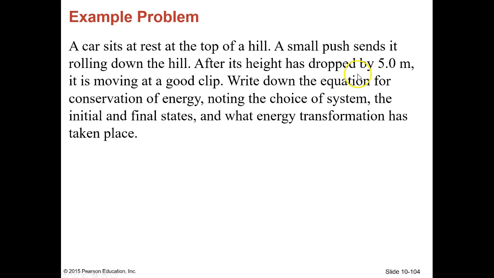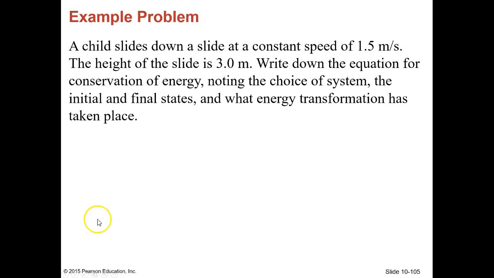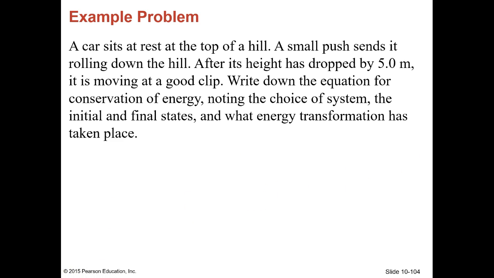I do have a car sitting at the top of a hill. So this is our example problem. A small push sends it rolling down the hill. After its height has dropped by 5 meters, it's moving pretty quickly. Write down an equation for the conservation of energy, noting the choice of a system, the initial and final states, and what energy transformation has taken place. So let's do that.